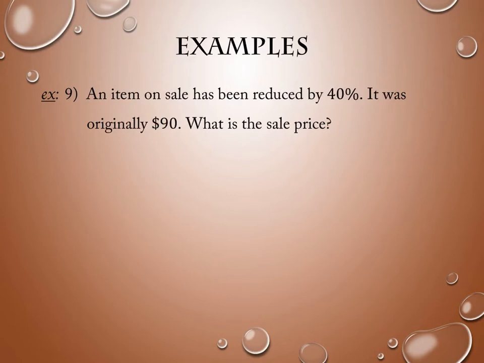More sales on clothing. And it didn't even say clothing, but you know, that's where my mind goes. So an item on sale has been reduced by 40%. It was originally $90. What is the sale price? Okay, so this is the same type of problem that the last one was.